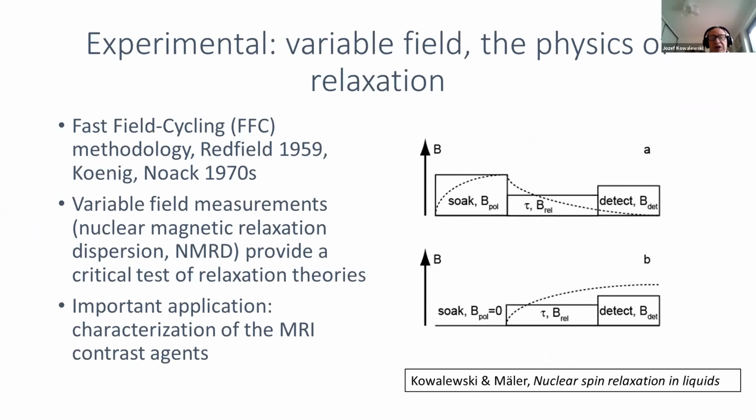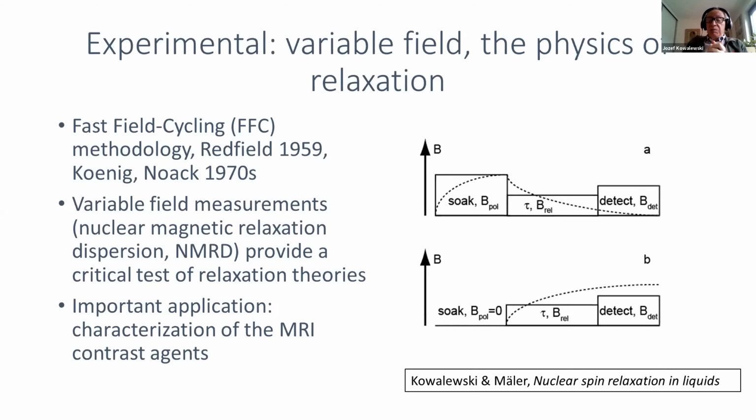Now, another experimental variable is the magnetic field, and this is a very powerful way of studying the relaxation processes. This gives you information about the physics of relaxation. And there is a very nice experimental technique which allows you to do this, which is called fast field cycling, developed by Redfield, the same Redfield who did the theory, Koenig, Nowak, also a long time ago.